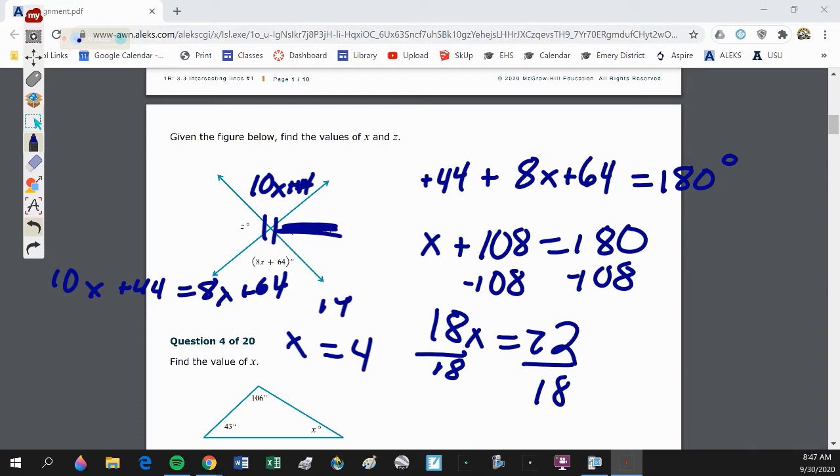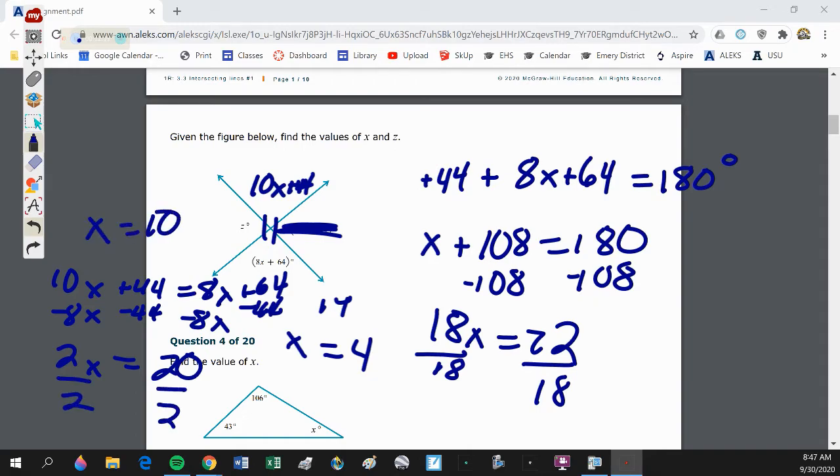You could, but it's not. You can't trust the pictures. So, yeah, you can do it. You just set those equal to each other, and then subtract 8x, and then subtract 44, and then divide by 2, and you would get x equals 10, and then you plug 10 in to figure out what z is. So, yeah, you can do it.